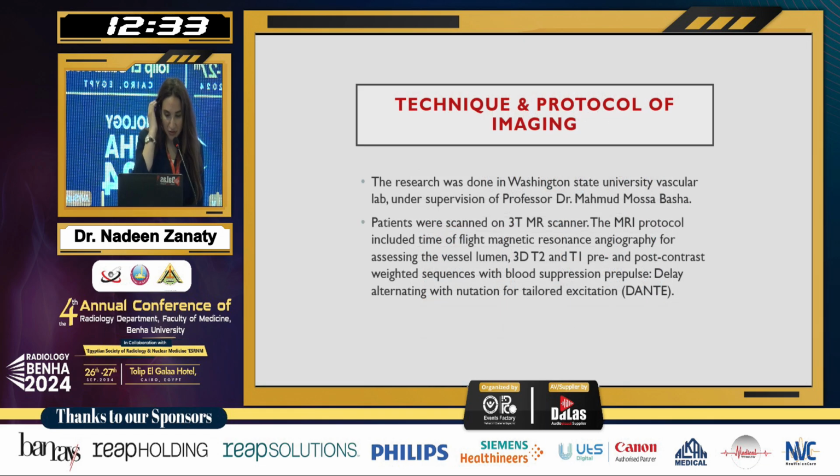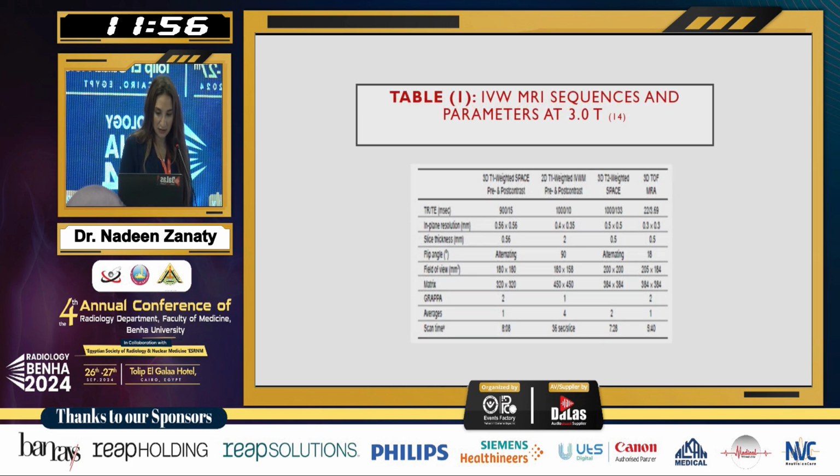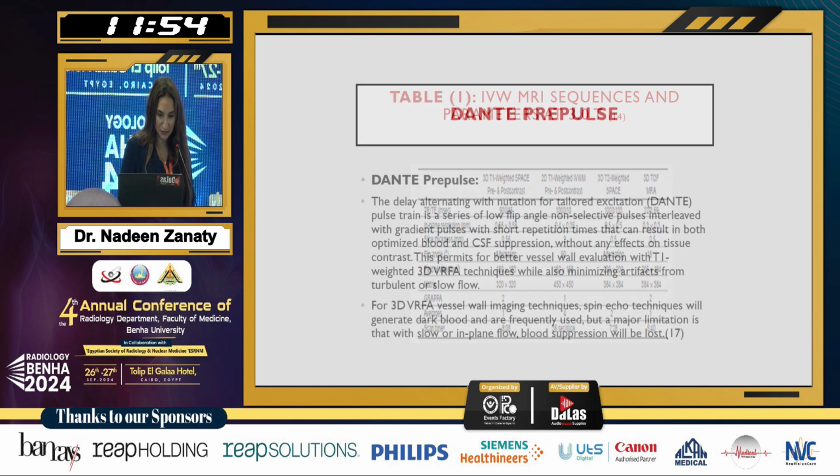So I'm going to talk about the technique and the protocol of imaging. Actually, we did this test on a 3 Tesla MRI because we wanted to increase the signal-to-noise ratio, and we used the head coil, of course. The actual protocol that we used was the usual MRA of the vessel lumen, and then we did the protocol of the vessel wall imaging, which is a 3D T2, T1 pre and post contrast, with the blood suppression technique. Those are the parameters for the vessel wall imaging.